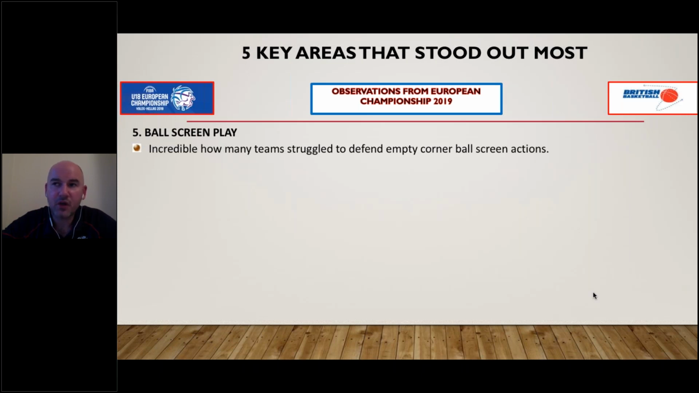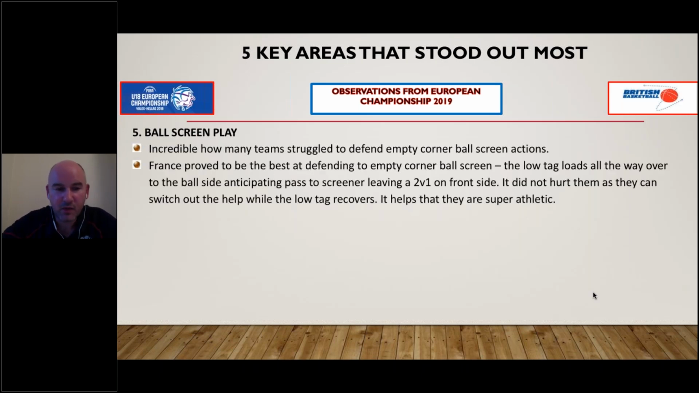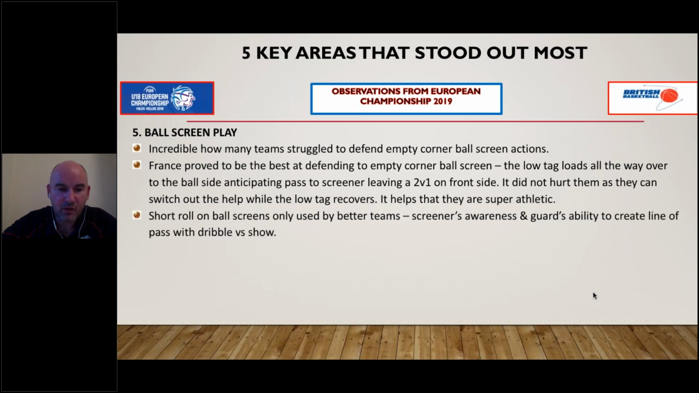I think France did it better than everybody else. Why? The low tag guy was able to almost overhelp and be somewhat closest to the strong side block, and show like he's going to go and still get back if the pass was made on the front side. So athleticism had a big impact with that one, but you combine that with good decision making. I talked about that point just there. The short rolling ball screens. I watched a lot of Hapoel Jerusalem this year, and this is why I've referenced them a few times.